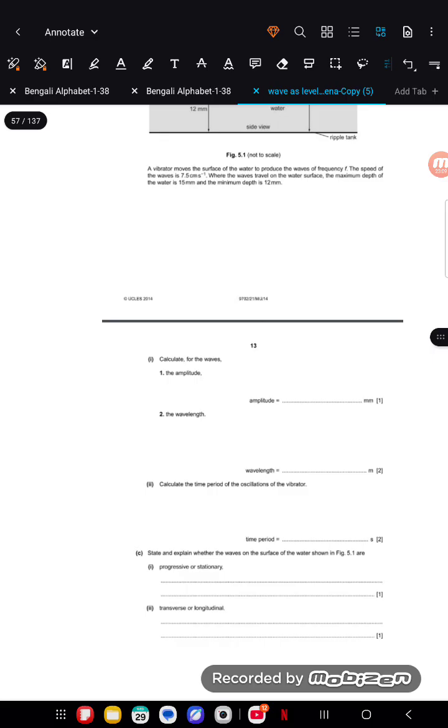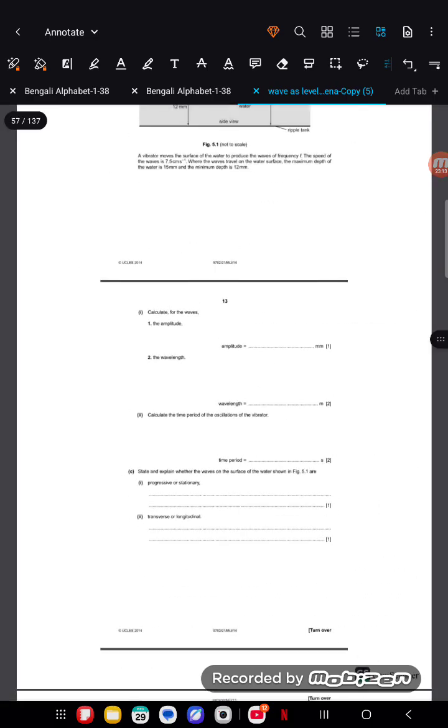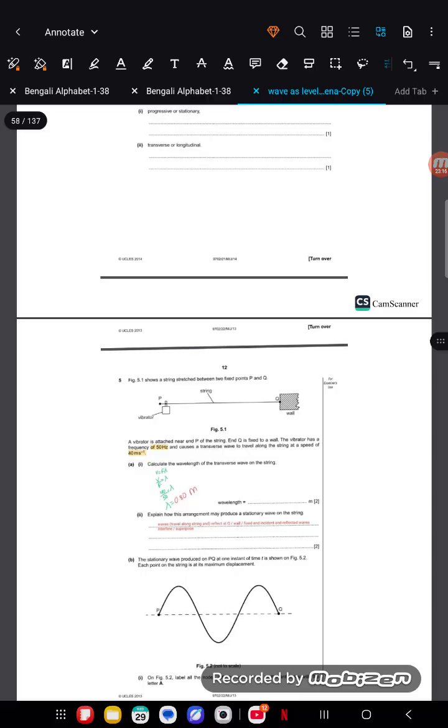Calculate the period, it is 1 by t, right? The period formula is 1 by t, so very easily you can find that.